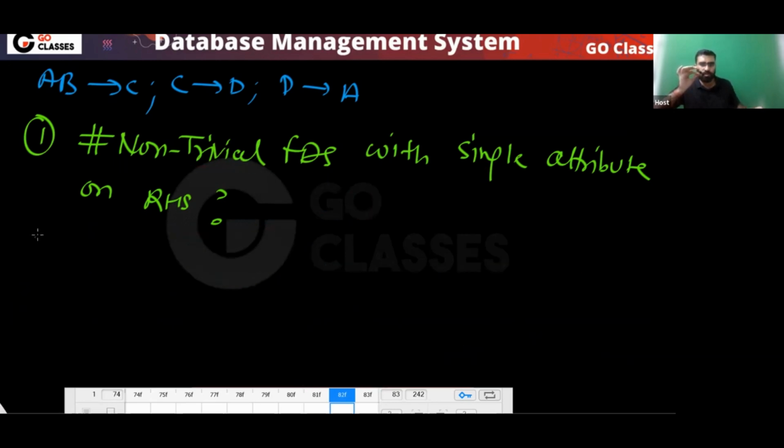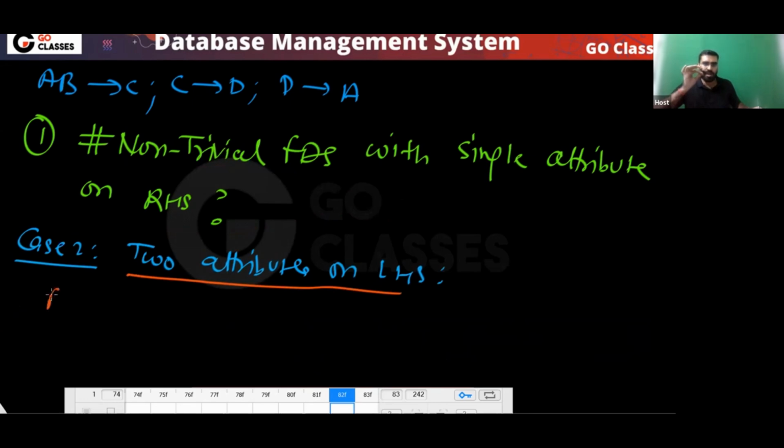What about case 2? In case 2, you have 2 attributes on the LHS. For example, AB. If you have AB, find the closure. With AB, you check everything. AB can determine C, and AB can determine D also. So 2 you got with AB.